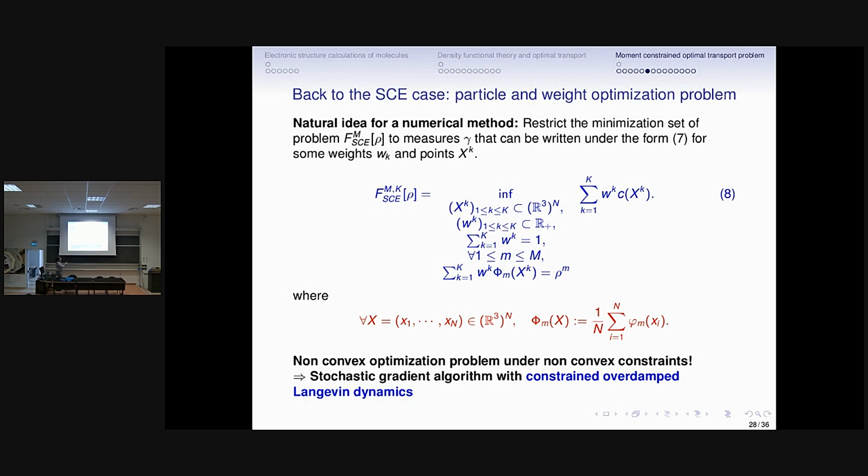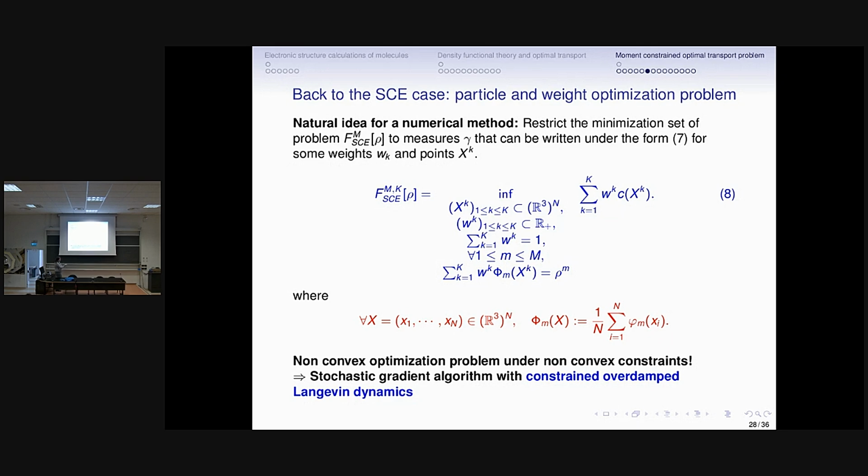Now, this minimization problem, if you write it in terms of the weights wk and the points xk, is not a convex problem anymore, which was the case of the original problem when it was expressed in terms of probability measures. And so it's non-convex, and you've got non-convex constraints coming into play.